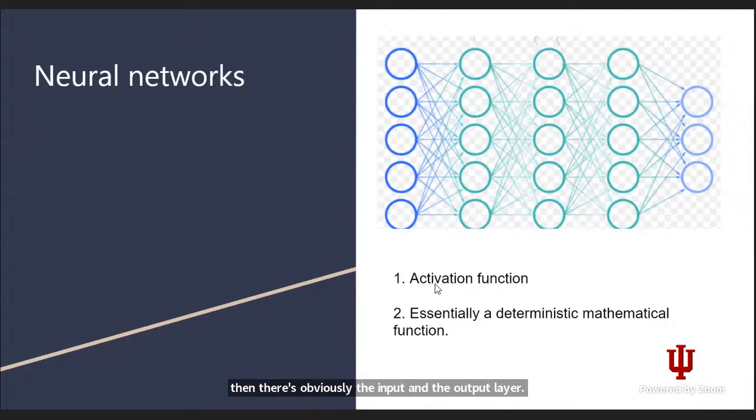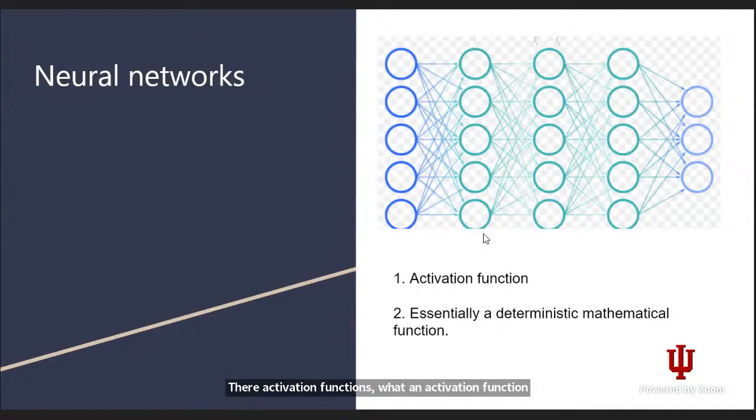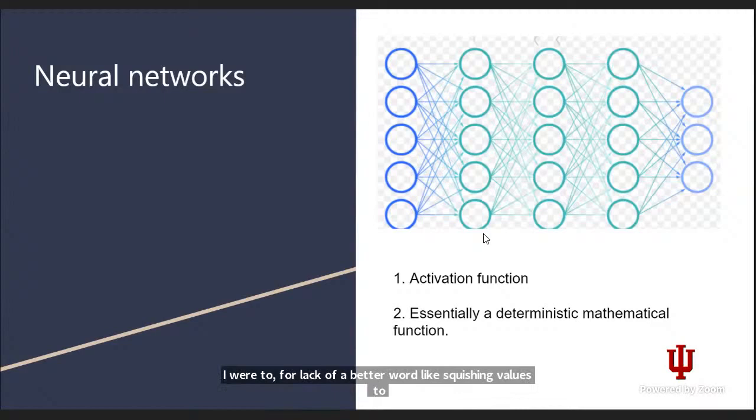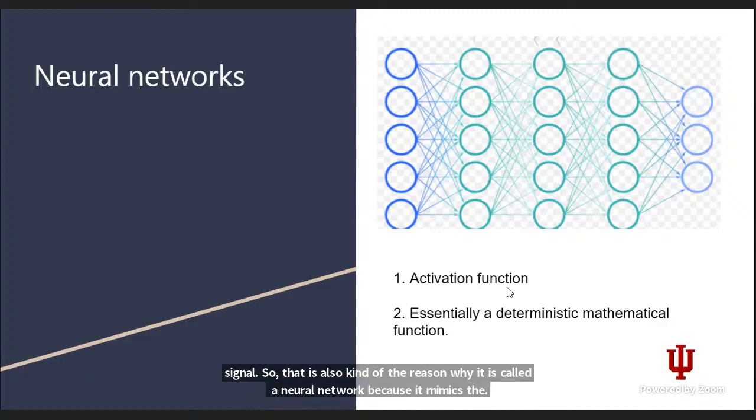There are activation functions. What an activation function basically does, for lack of a better word, is squish values towards the boundaries, the boundaries being probably 0 or 1, or a high or a low signal. That is also the reason why it is called a neural network, because it mimics the firing of a neuron. You could think about activation as the firing of a neuron in your brain.